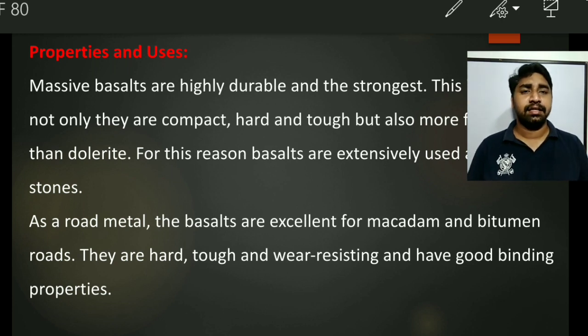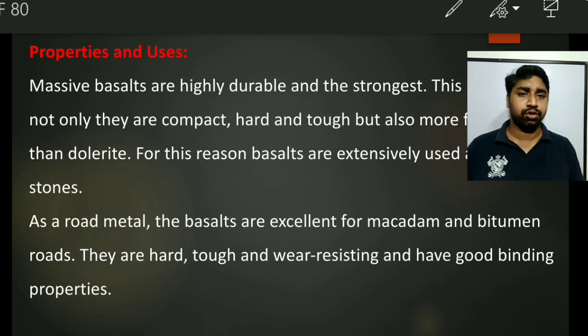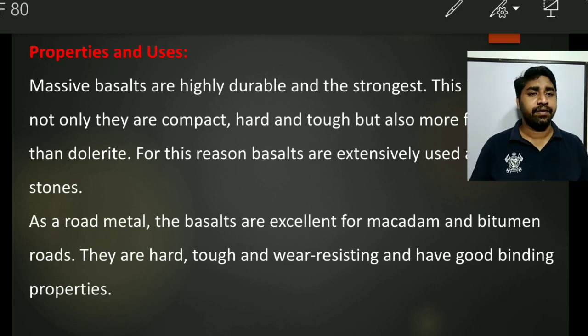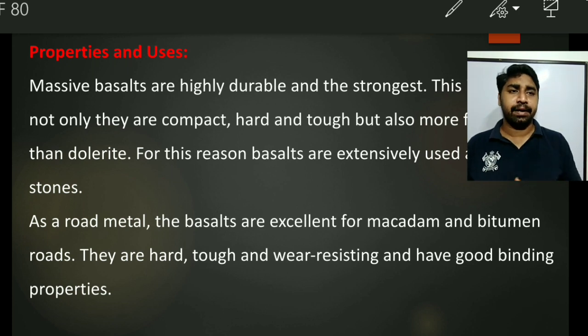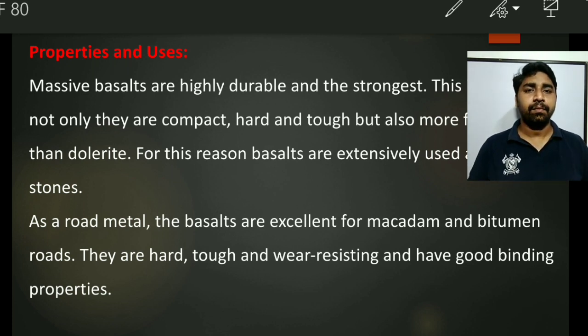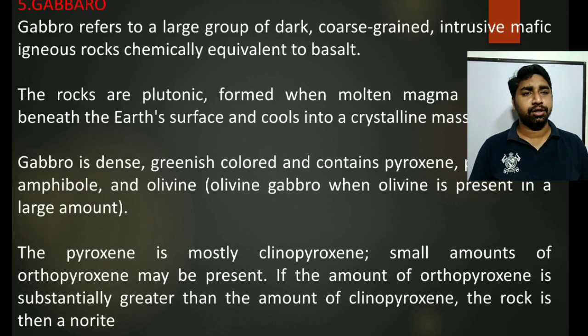Why? Because they are highly durable and strongest, and they are highly compact also. That is the reason they can be used for road metal. They are hard, tough and wear resistant to use as a building material, and also they have good binding properties. That is the reason it is used as a building material very effectively. So this is about properties. Next, coming to gabbro.